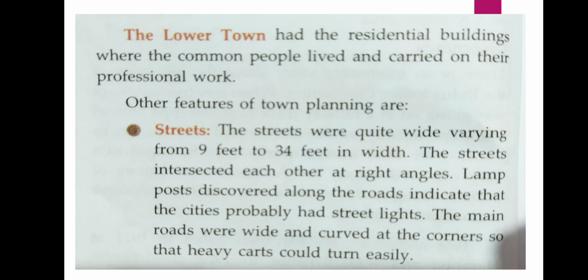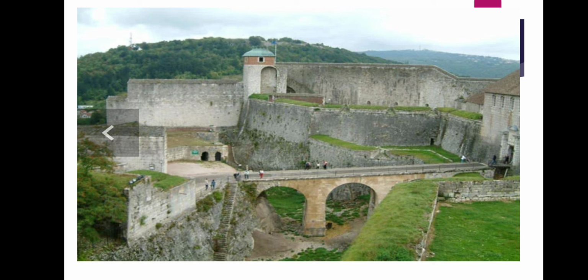And coming to the lower town, the lower town had the residential buildings where the common people lived and carried on their professional work. And other features of the town planning are streets. The streets were quite wide, varying from 9 feet to 34 feet in width. The streets intersected each other at right angles. Lamp posts discovered along the roads indicate that cities probably had street lights. The main roads were wide and curved at the corners so that heavy carts could turn easily.